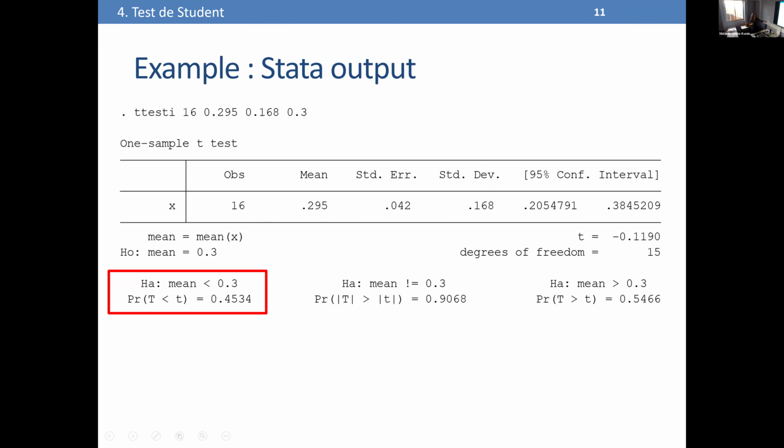We don't have le seuil, 1.753. What they do give us is, for each null hypothesis, you see mean less than 0.3, mean different, ça veut dire différent de, or mean greater, we have the p-value, le petit p. So now, do you remember how we said, how do we calculate?